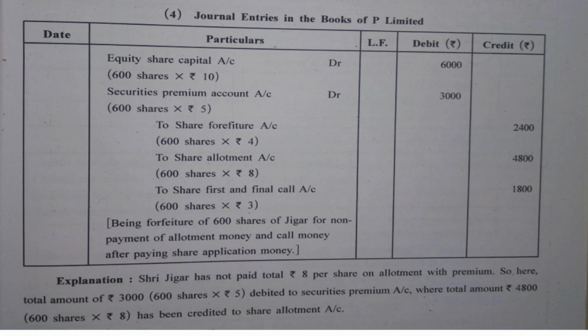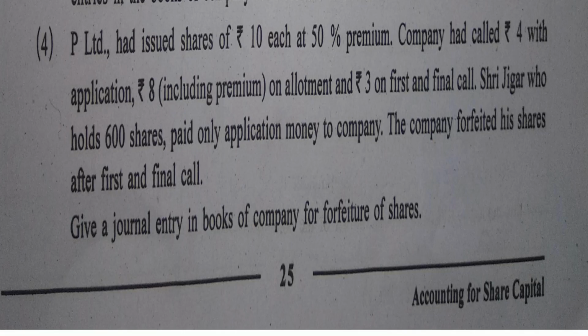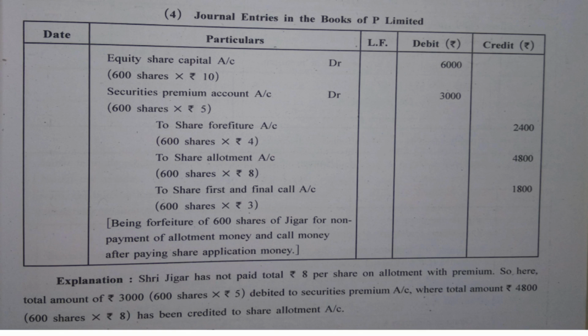So, Jigar has paid only application money. It is clearly written here. See, Jigar, who holds 600 shares, paid only application money to the company. So, application money is rupees 4. So on 600 shares, rupees 4 is only received. Further, the amount due on allotment is not received with premium. So 600 into 8. You might be thinking, ma'am, why 8? So 3 rupees of allotment is not received and rupees 5 of premium is also not received.